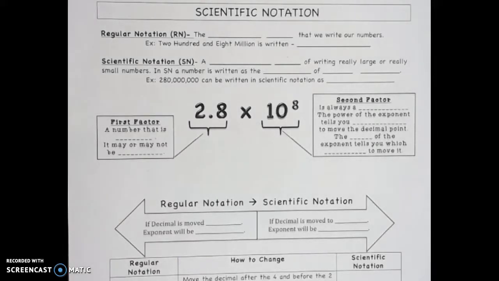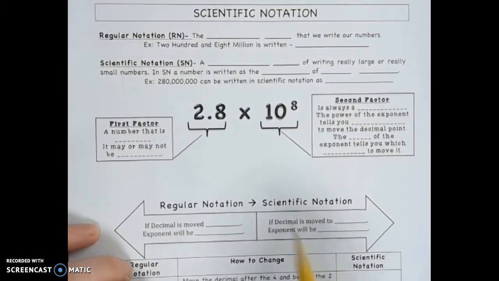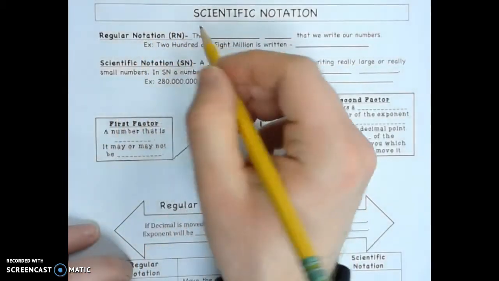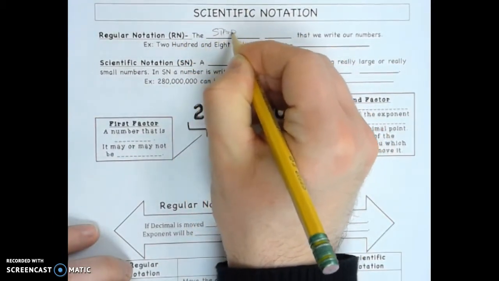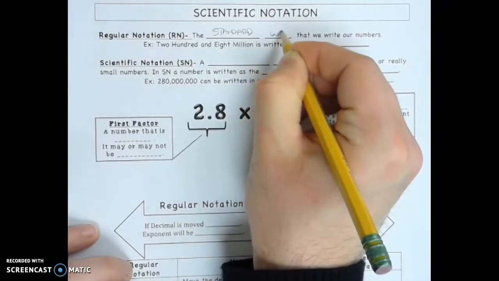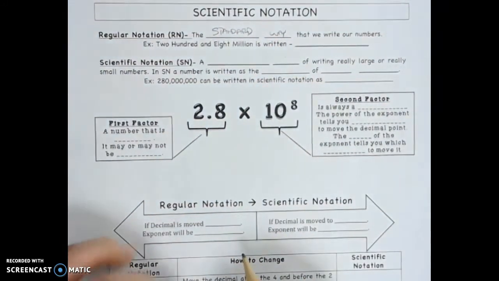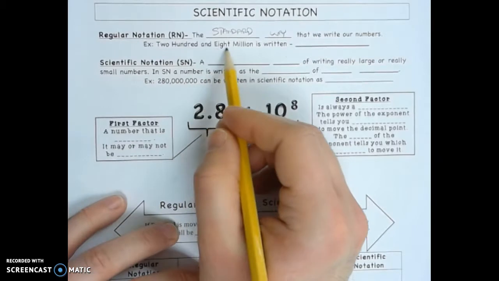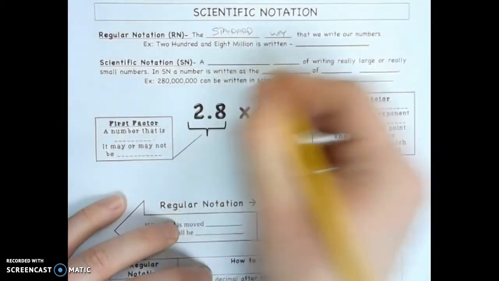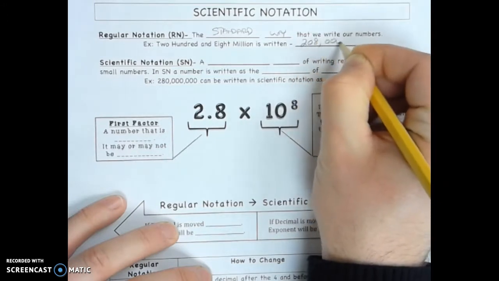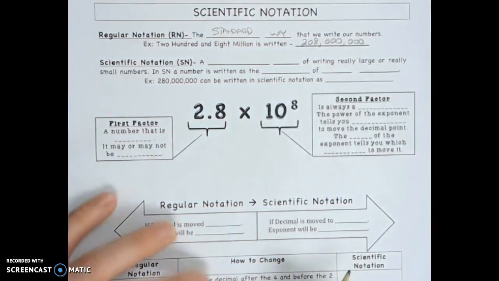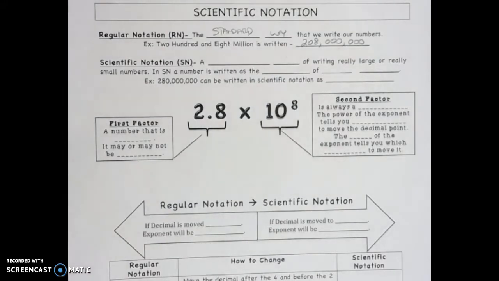In the next part of our lesson, we're going to take a look at scientific notation. And first we're going to talk about regular notation. Regular notation, or standard notation, is the standard way that we write our numbers. For example, 208 million is written as 208,000,000. Okay, that's how we would write it in its standard form, right?